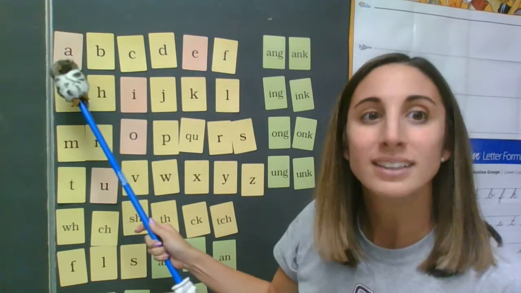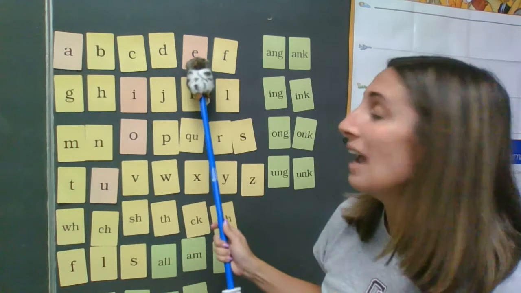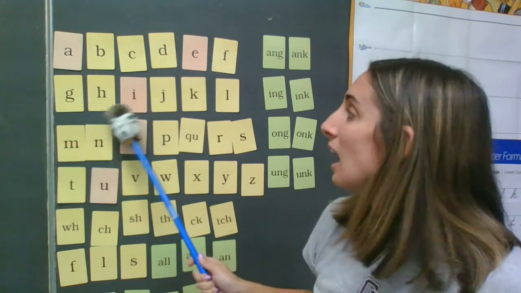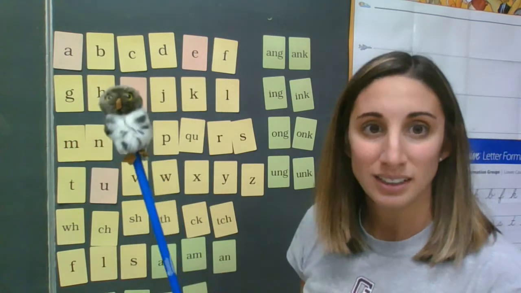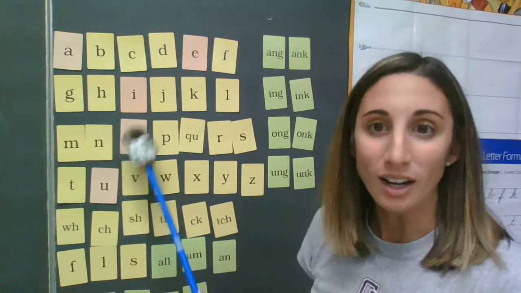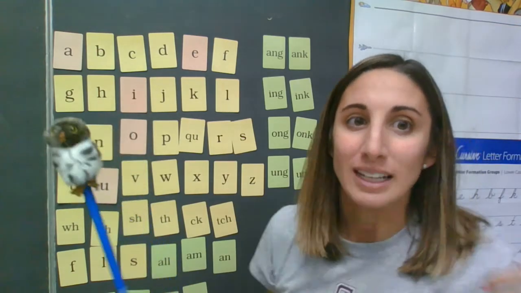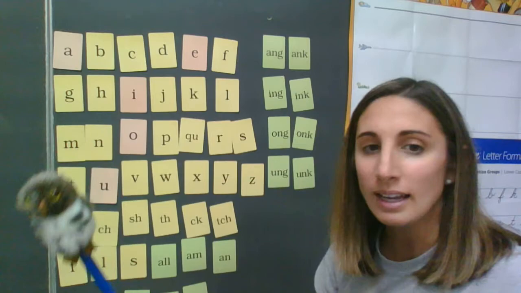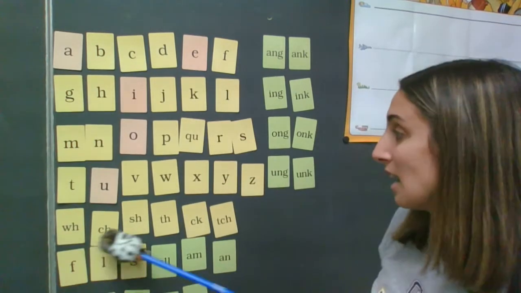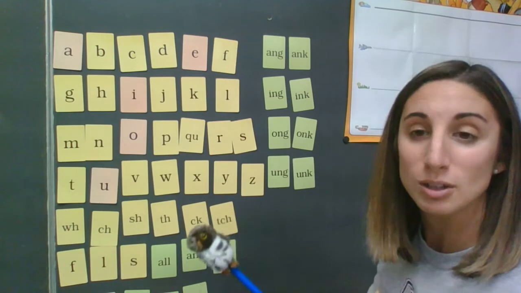A, apple. E, ed. I, itch. O, octopus. And U, up. All right, let me choose a few consonants and a few of our digraphs and our new sound to review with you.